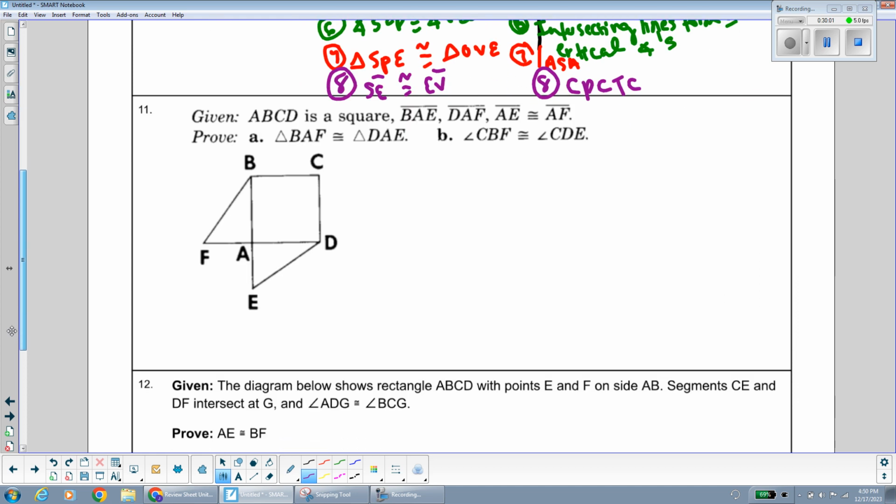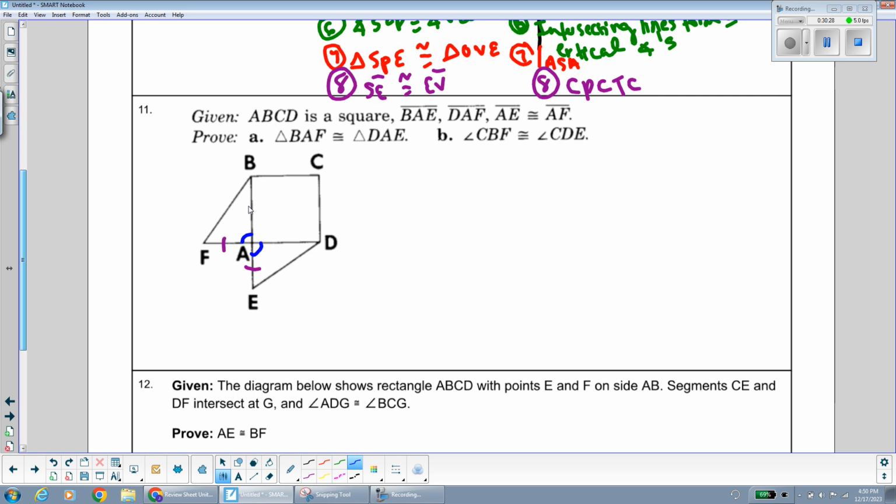For the next one, we're told that ABCD is a square. So we know a lot of stuff about it because it's got all the parallelogram properties, rhombus, and rectangle properties if it's a square. We're also told that AE is congruent to AF, so I'm going to mark that in the diagram as well. And the first thing that we need to prove is that triangle BAF is congruent to triangle DAE.